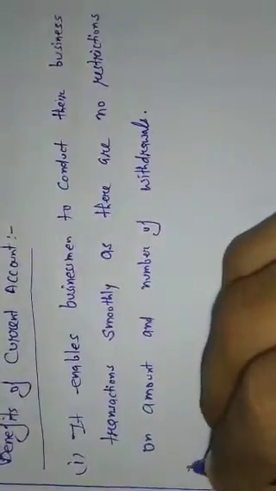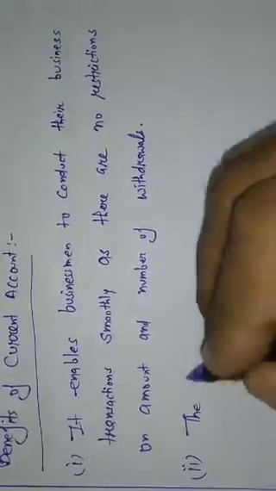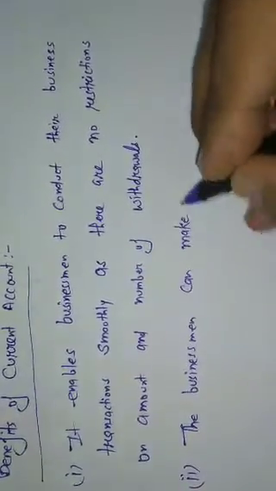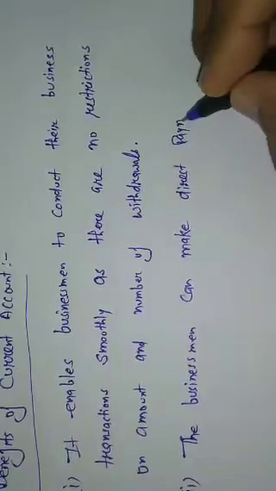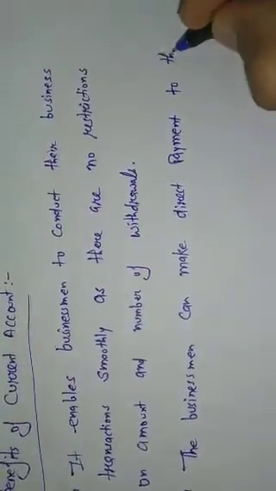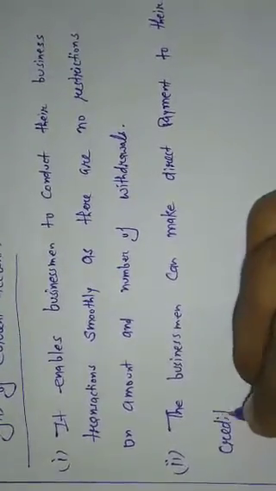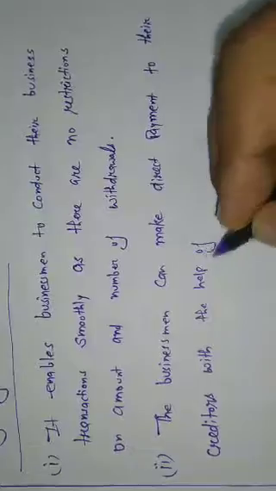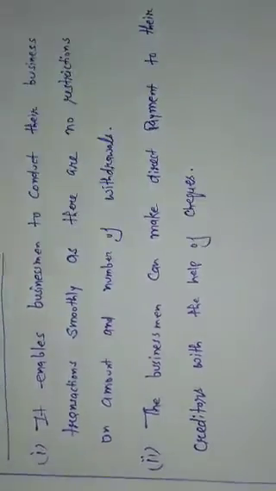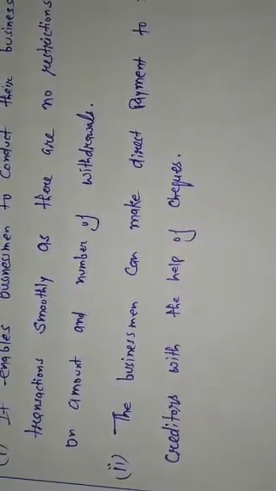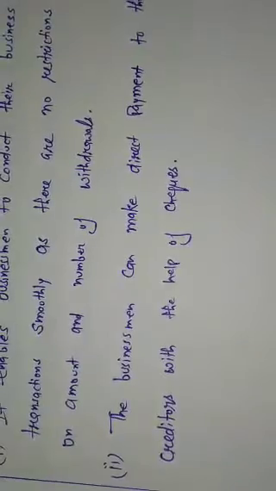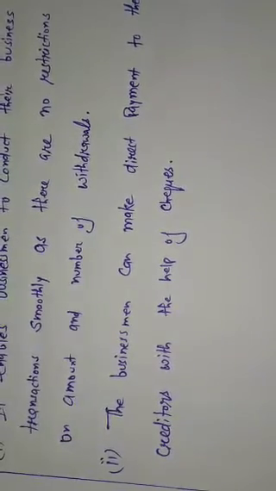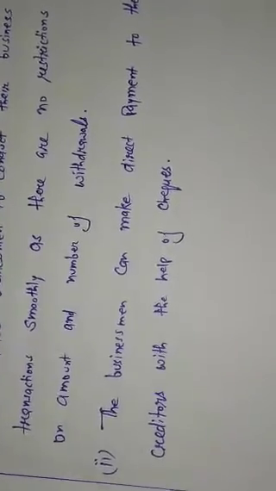Now the second benefit: the businessman can make direct payment to their creditors with the help of checks. In the current account, the bank also provides checks to the customer. So at the time of payment to the creditors, the businessman can use that check for payment. Okay, clear?